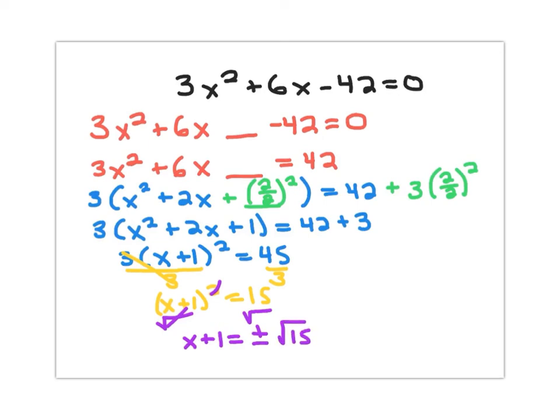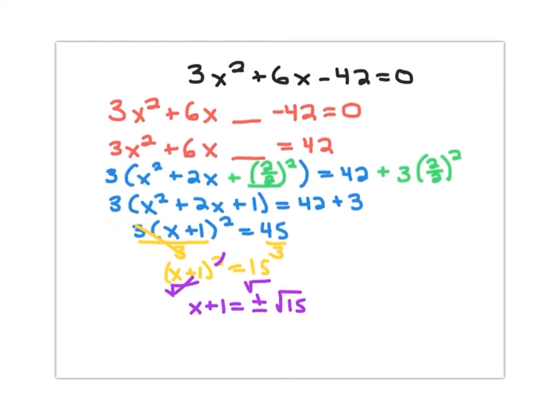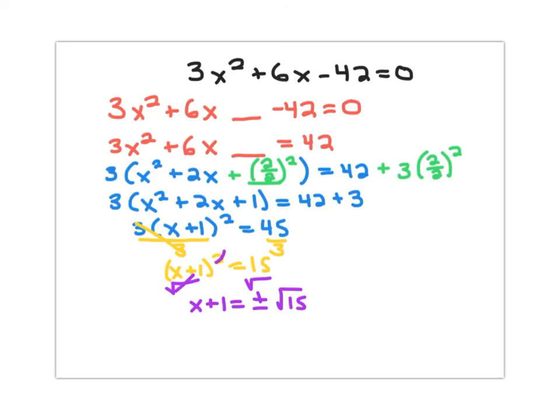Since 15 is an irrational number, we'll go ahead and leave it as a radical. My last inverse operation to isolate x will be to subtract 1 from both sides, leaving us with x equals negative 1 plus or minus the square root of 15.